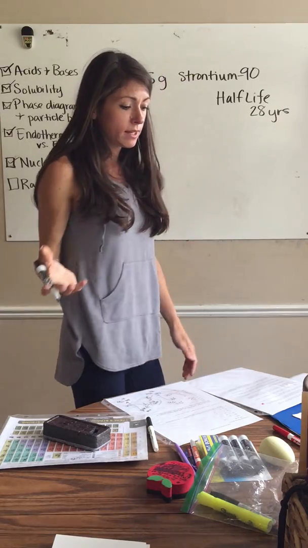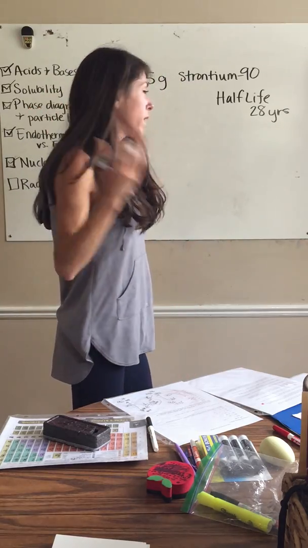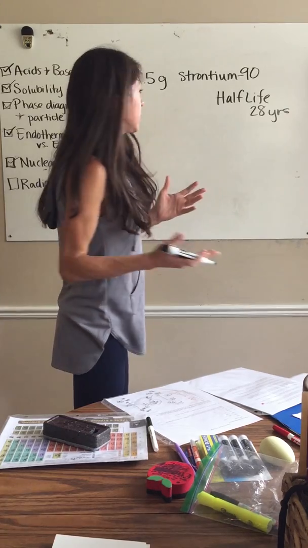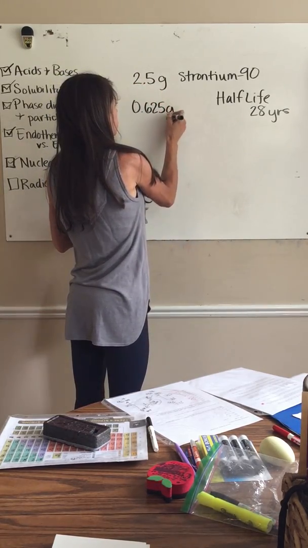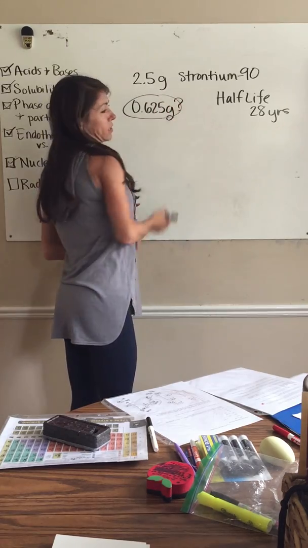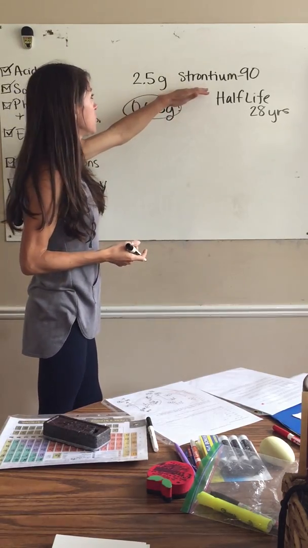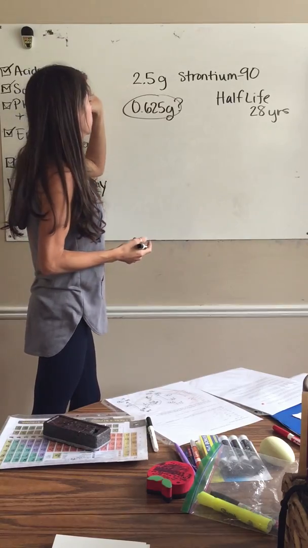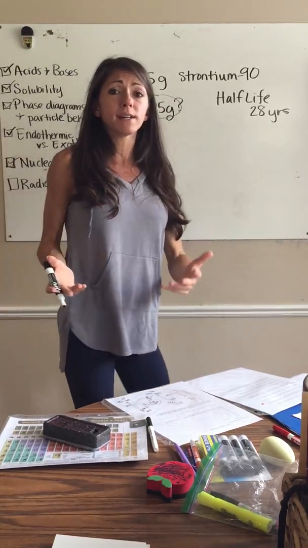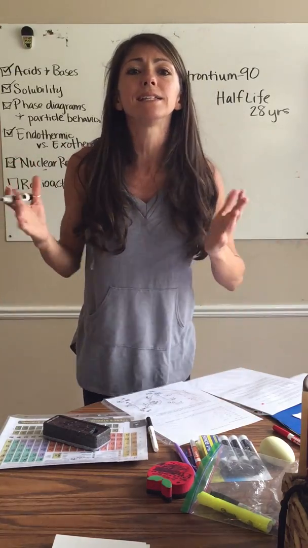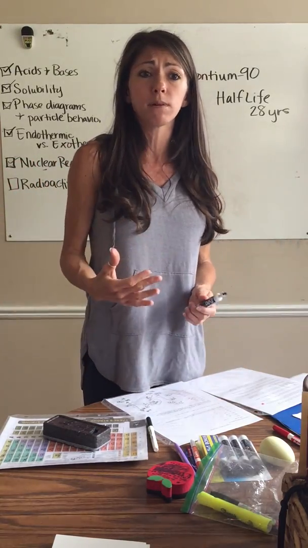And so the question we're going to come up with is, in what year will this get down to 0.625 grams? So this is the question here. How long is it going to take strontium-90, if I start out with this much, to reduce down to 0.625 grams? And this is where I said the other day in class, create a table. It's the easiest and best way to do this.